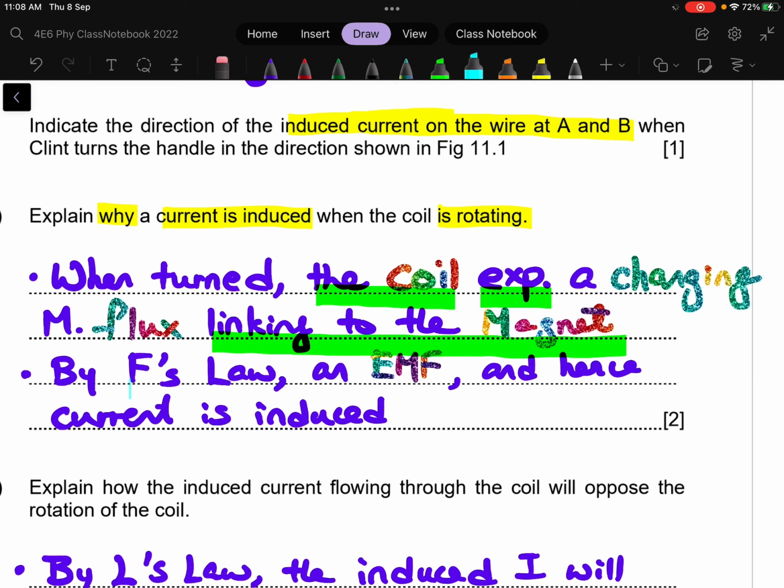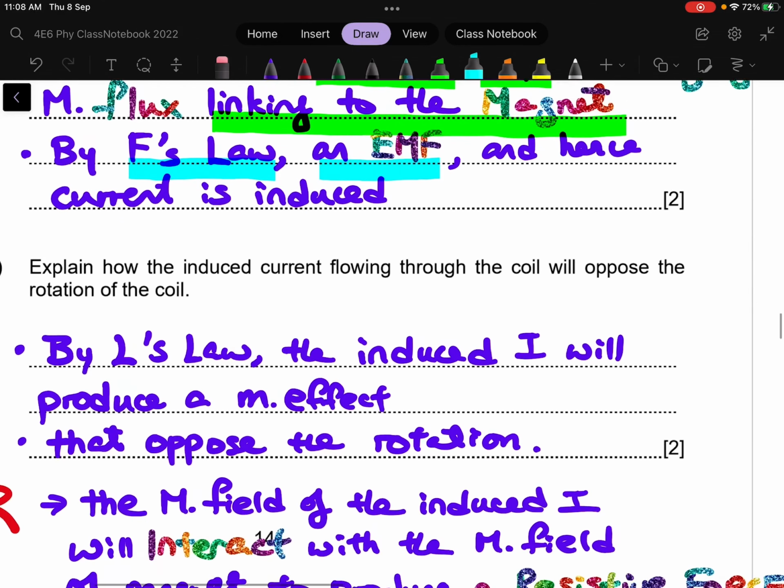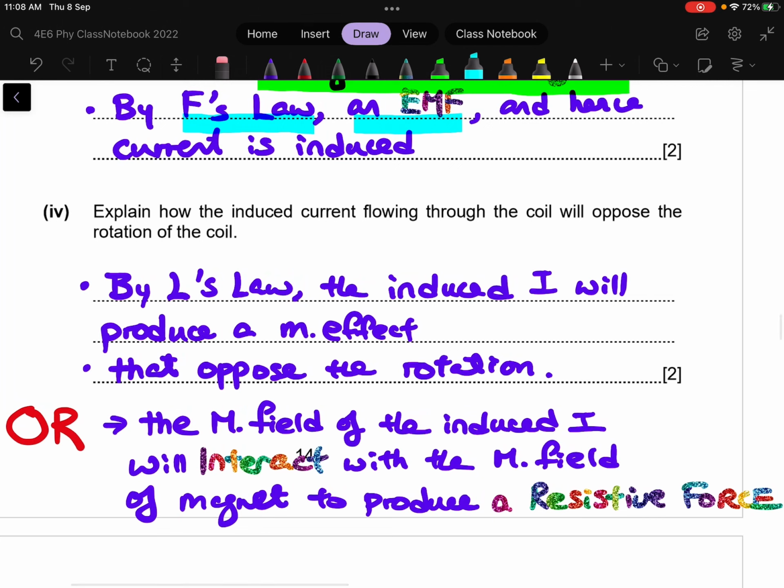linking to the source of magnetism. In this case it is the magnet, and I need you to tell me what law, and in this case it is Faraday's law. Because you quote Faraday's law, it says that an EMF is induced. So you need to tell me EMF is induced, and finally a current is induced.